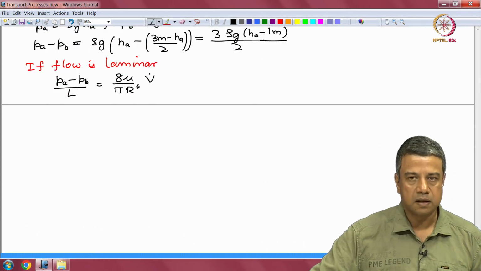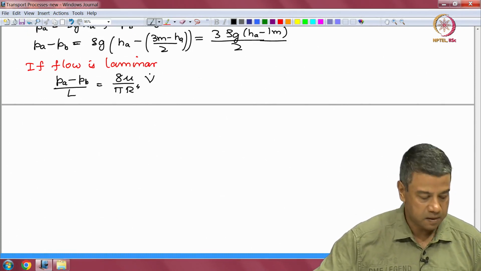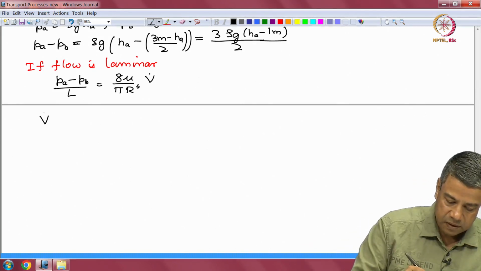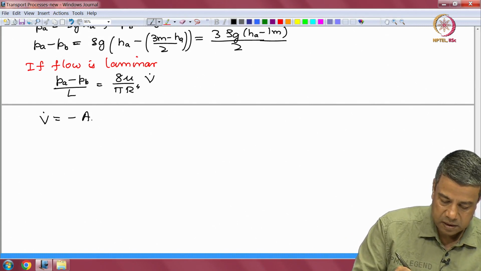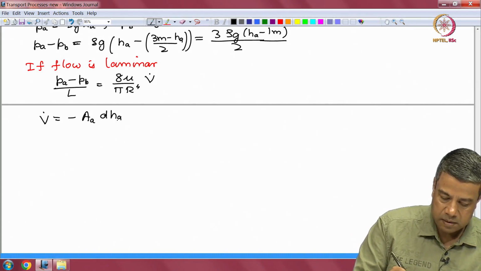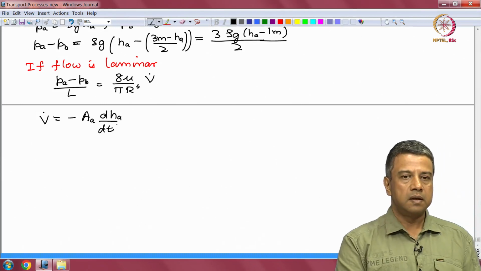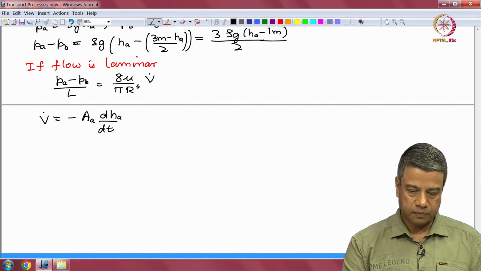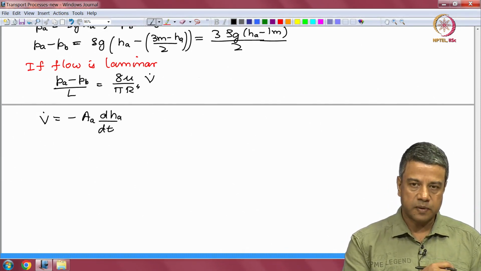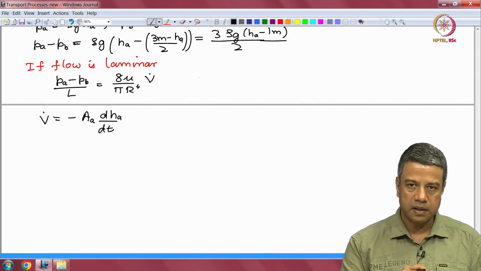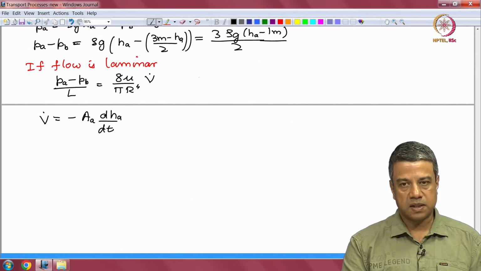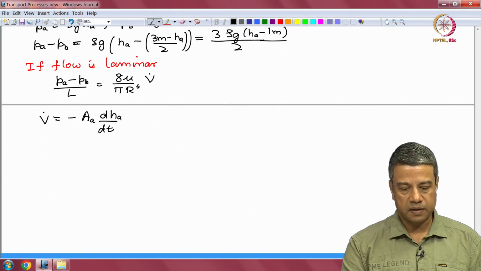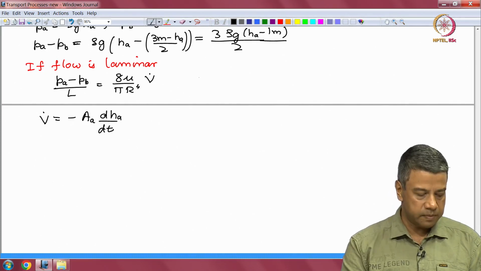Now, the volumetric flow rate, in this case the flow rate from tank A to tank B, is related to the change in height of tank A. V dot is equal to minus AA dHA by dt. Because if V dot is positive, that is, there is flow from tank A to tank B, then the height of tank A decreases with time. So, V dot is positive when dHA by dt is negative.